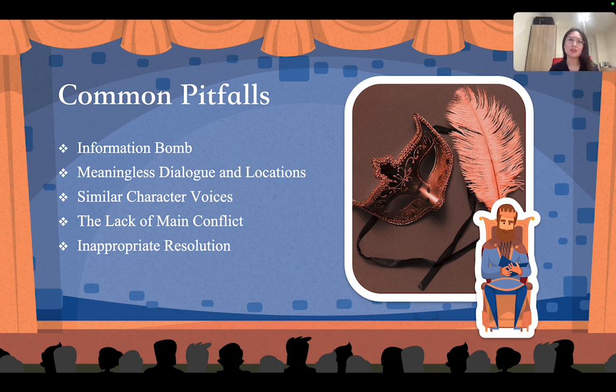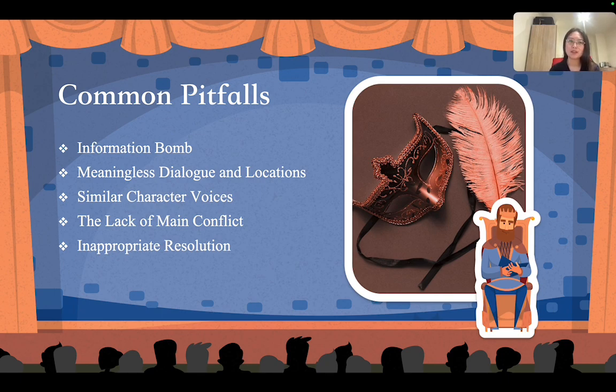And the third one is similar character voices. Of course, different characters speak in different ways. For example, in A Doll's House, Torvald is a gentleman from the 19th century, so he always speaks in a flowery way. When it comes to Nora, due to the unequal relationship between Nora and Torvald, she speaks in a submissive and sometimes appeasing manner. So you can use your characters' voices and their ways of speaking to shape their personality.